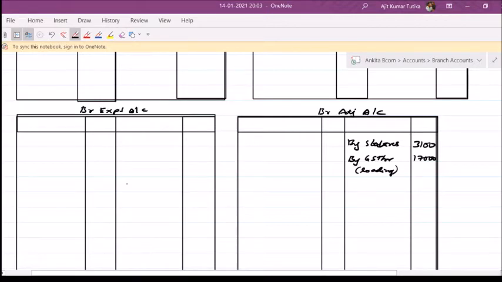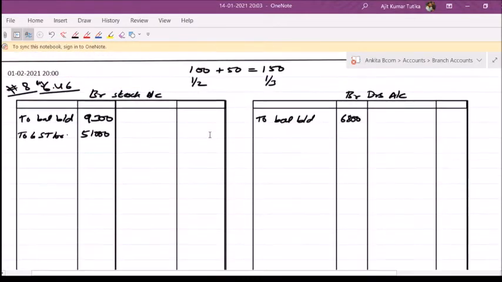Next, sales at branch. If it is at cash, what will happen? Stock will go away. So I will write by branch cash. Now listen, he did not ask how much is the cash amount. He did not give any opening and closing of branch cash, and we also know that branch cash is nil. We only have branch petty cash.